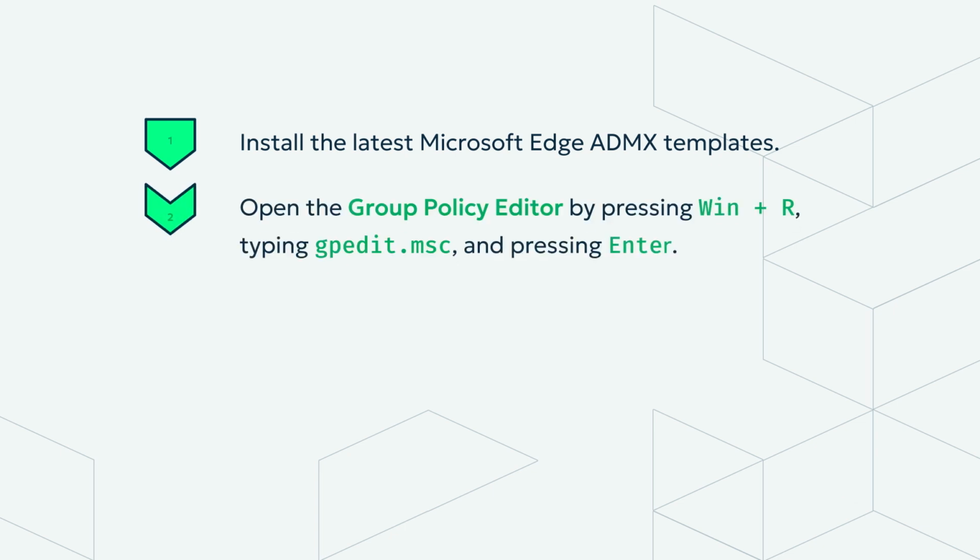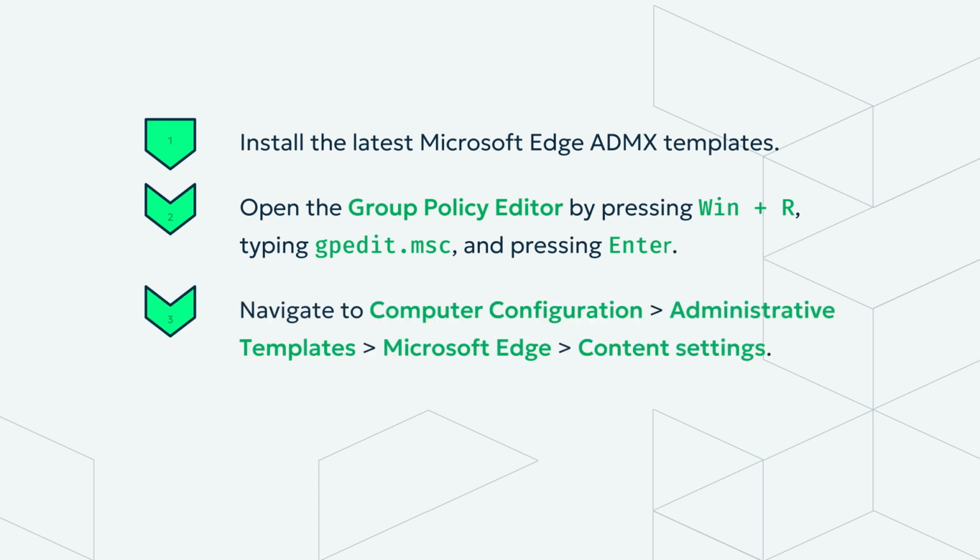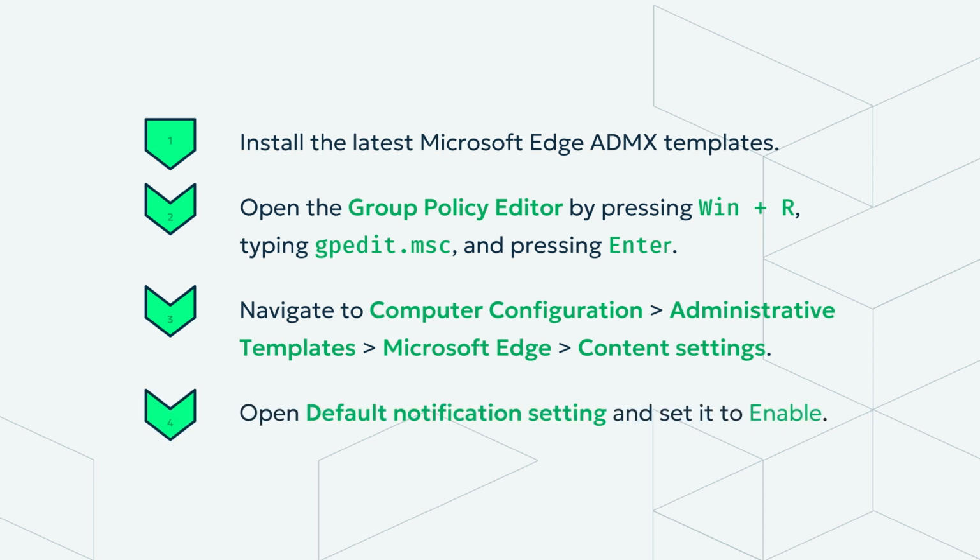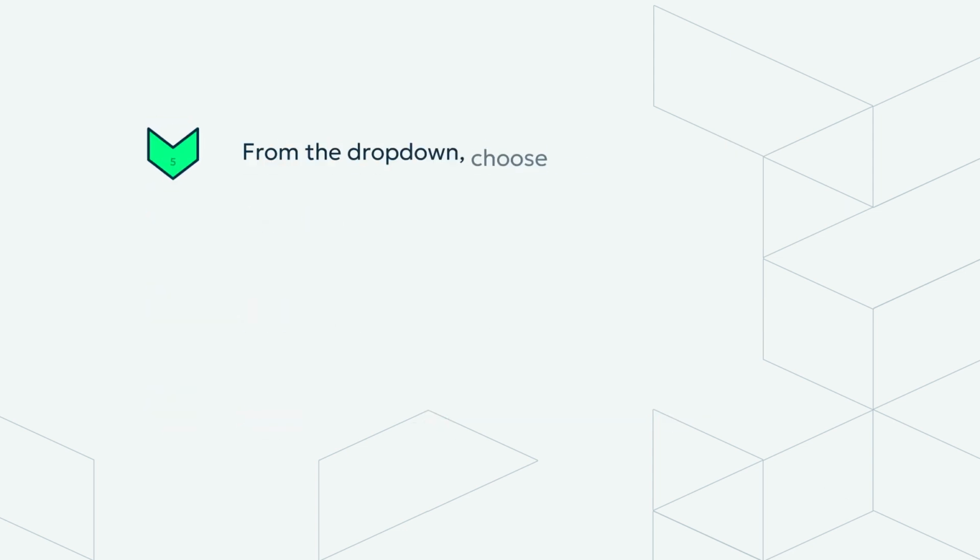Then open the group policy editor by pressing Win+R, typing gpedit.msc, and pressing Enter. Navigate to Computer Configuration, Administrative Templates, Microsoft Edge, Content Settings. Open Default Notification Setting and set it to Enable from the drop-down.